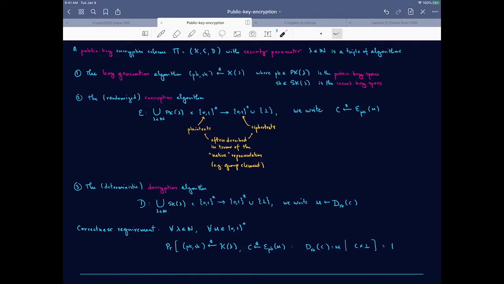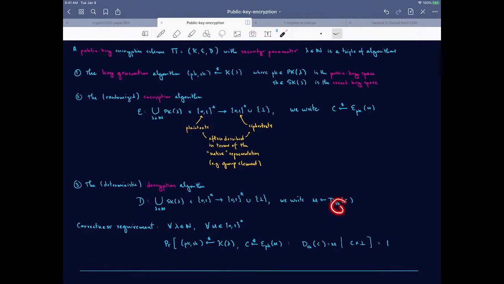Encryption runs taking the public key as input and some plaintext M, and here observe that we're allowing encryption to be randomized, so we put the $ over the assignment arrow, and it outputs some ciphertext C. The decryption algorithm remains deterministic as it was in the symmetric setting. It takes in the secret key, so again we take in a secret key from the union of all possible secret keys that are allowed for the security parameter. And it takes in a ciphertext and it outputs either a plaintext or again this distinguished error symbol bottom. And we're going to use the notation we used before, but observe that decryption takes in the secret key, whereas encryption takes in the public key.